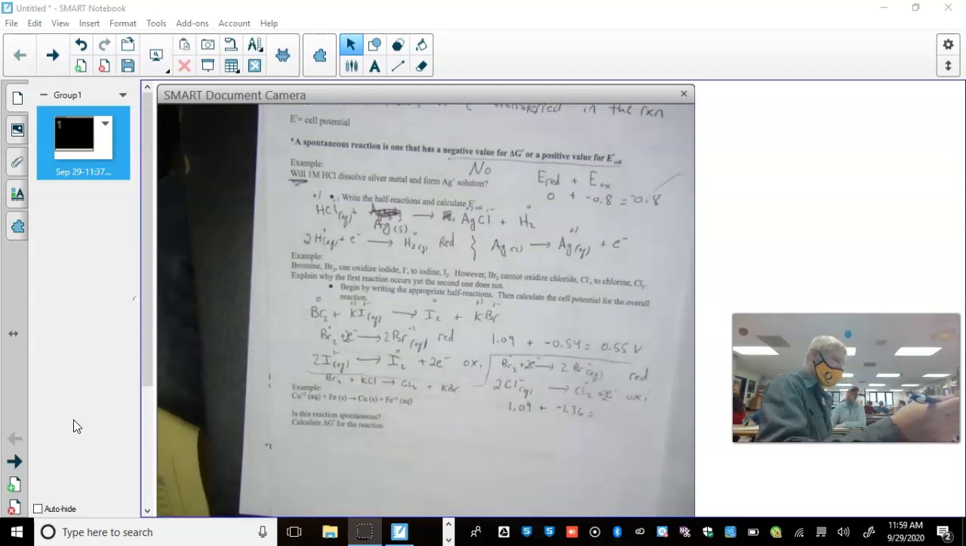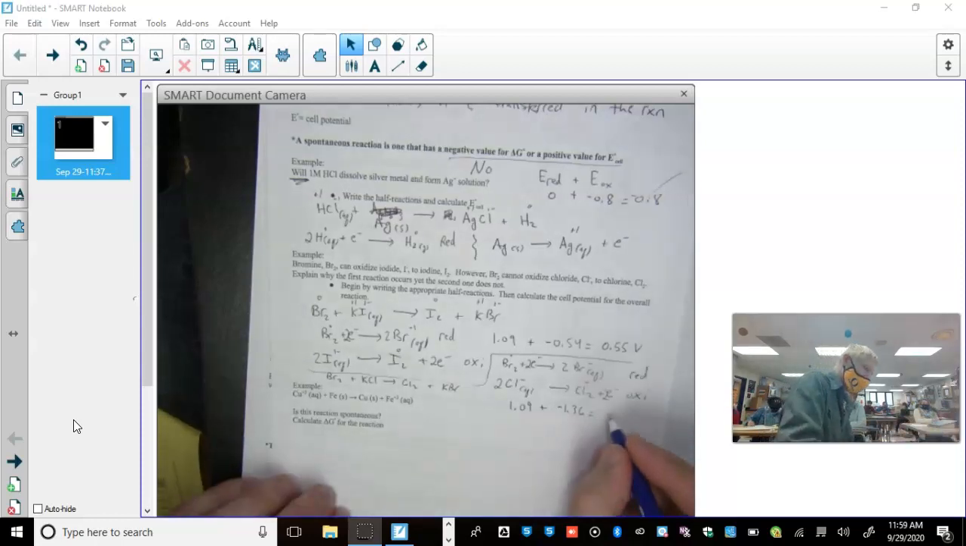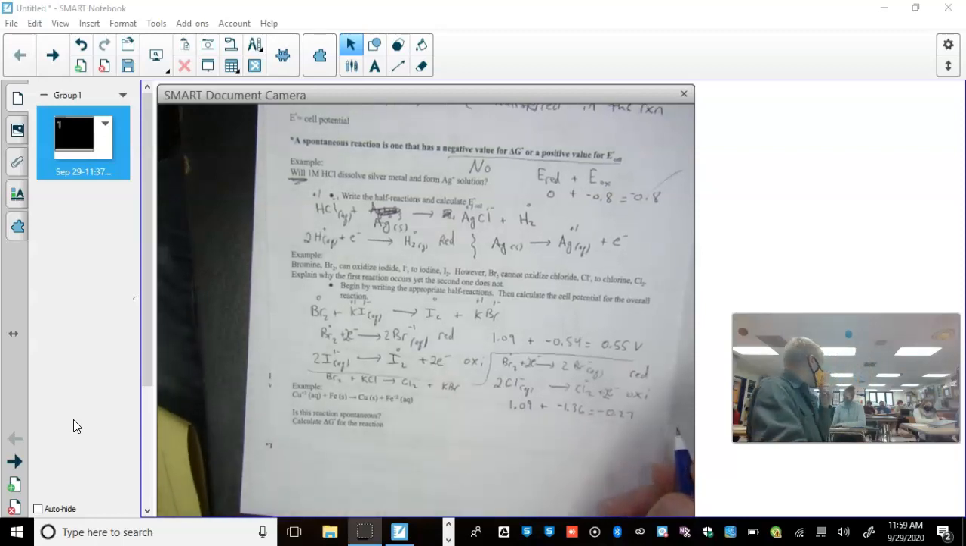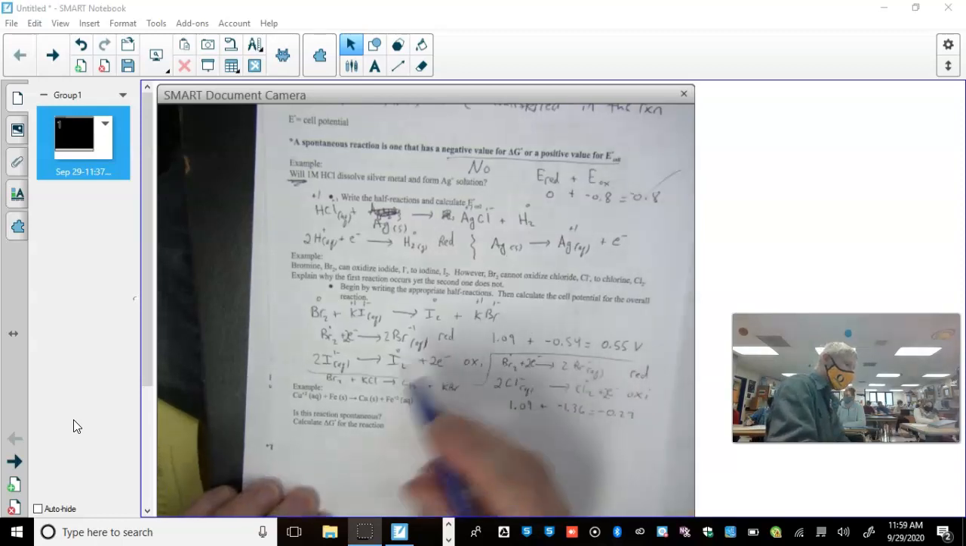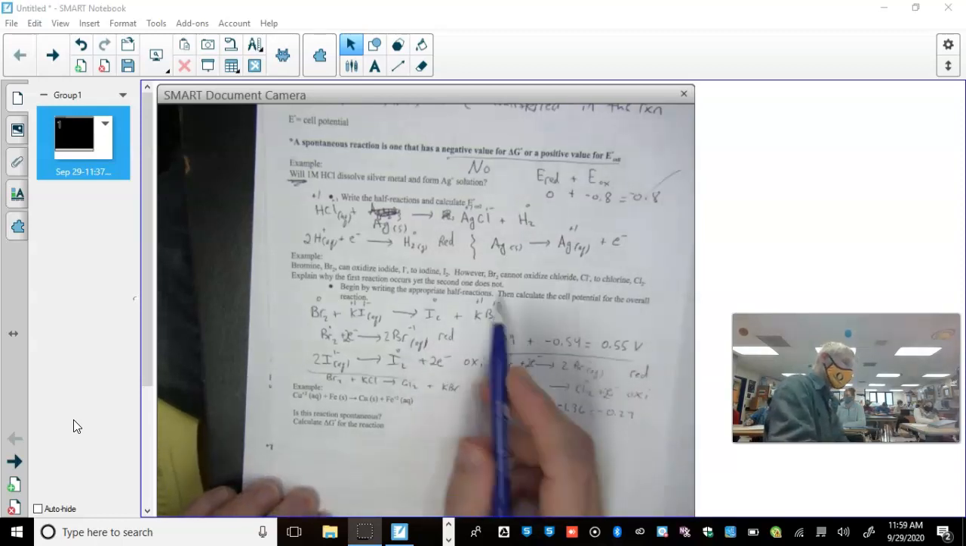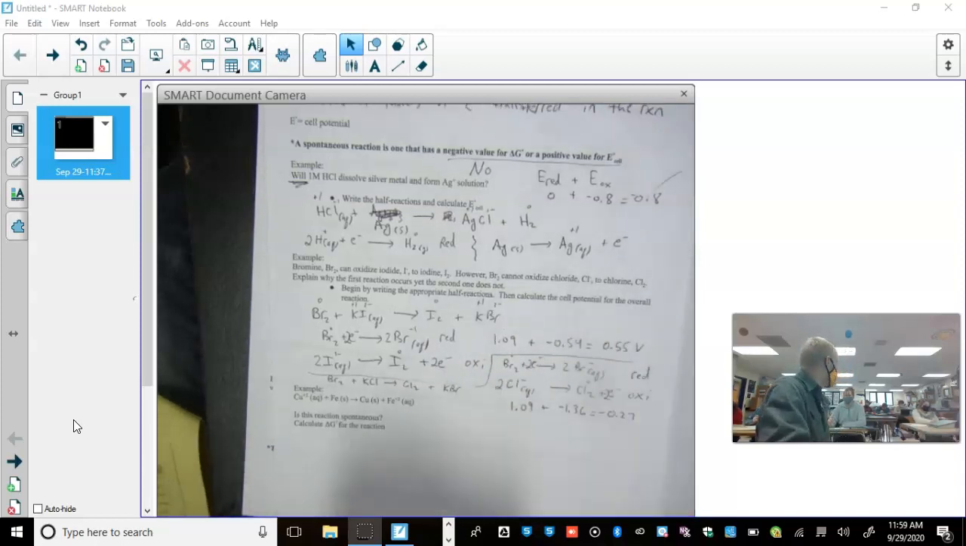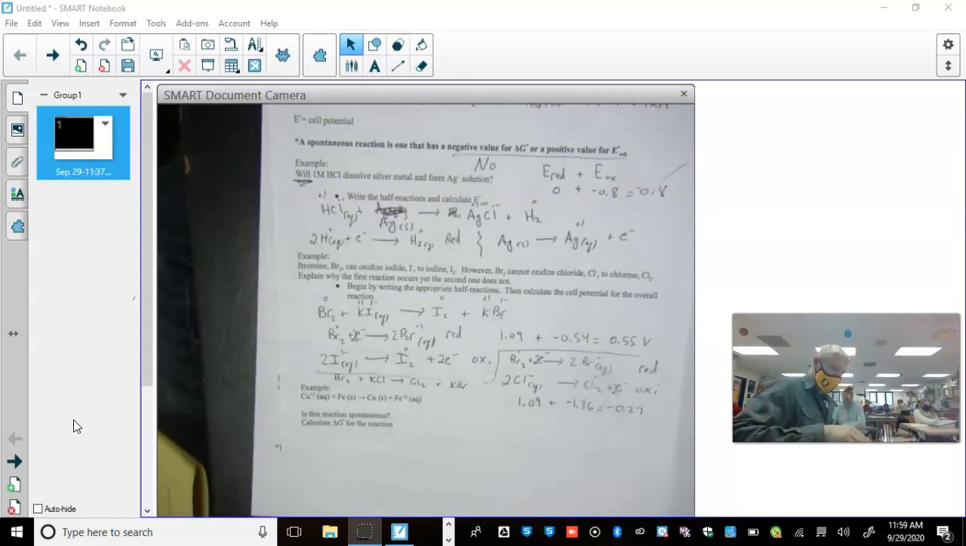Doing the math quick. 36 minus 9 is 27. That's going to be negative 27, which is not possible because E cell has to be positive. So this is proof supporting our idea that Br2 cannot oxidize chlorine. So, there we go. All right, we got one more.